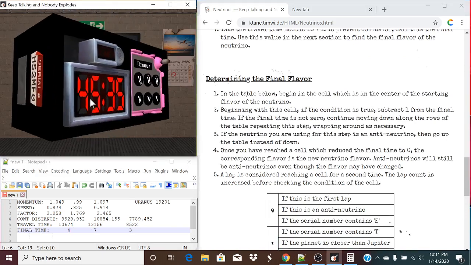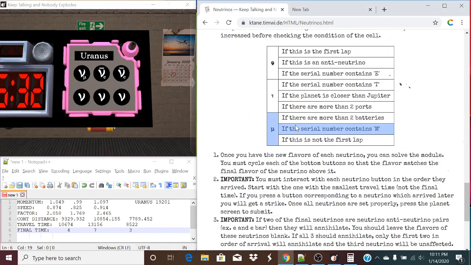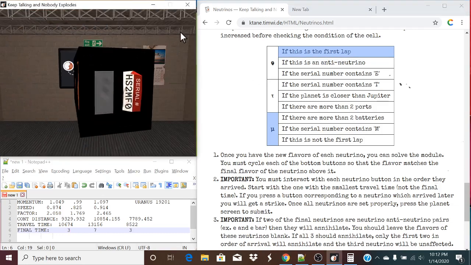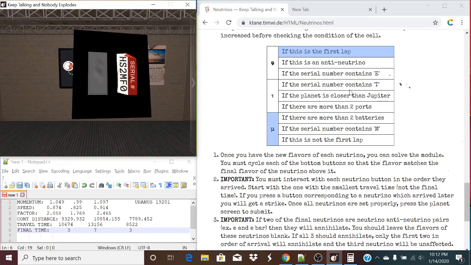In this case, we're at a 4 right now. We're going to go down because it's a regular neutrino. If this is not the first lap? It is the first lap, because we haven't reached this cell twice. So we're going to subtract 1, giving us 3. If this is an antineutrino? No, this is a regular neutrino, so we keep moving. If the serial number contains an echo, no, it does not. If the serial number contains a tango, no, it does not.